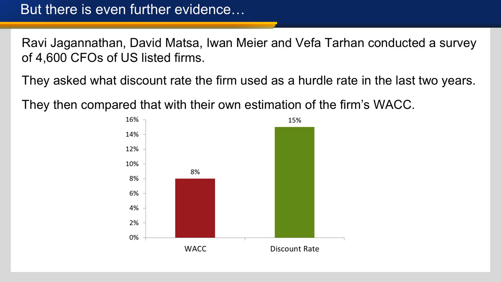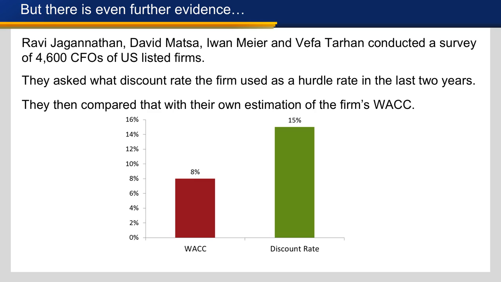Ravi Jagannathan, David Matza, Ivan Mayer and Vifa Taran surveyed 4,600 CFOs of US-listed firms, and they asked these CFOs what discount rate they used as a hurdle rate in the previous 2 years. The research team then went back and calculated for themselves an estimate of each firm's weighted average cost of capital.